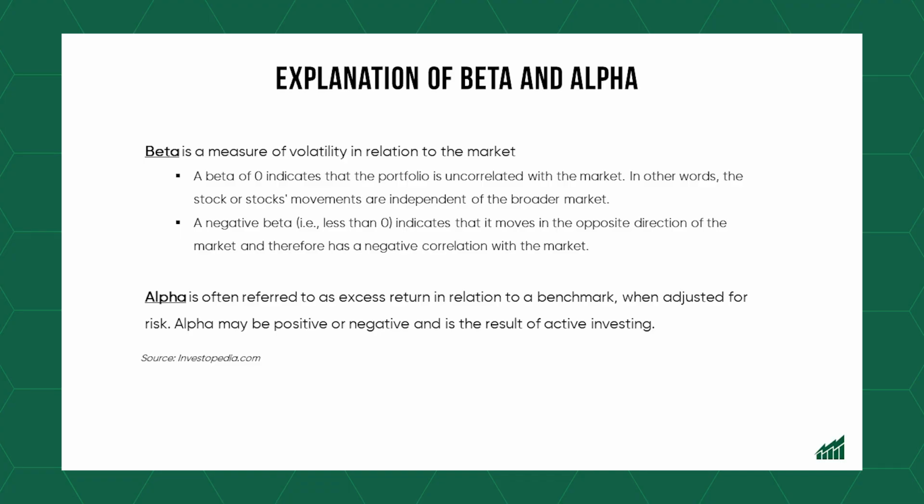One is beta, basically your correlation versus the market. Are you more risky, more volatility than the market, or less volatility than the market? The second thing is alpha. So based on your level of risk, are you getting a good return or not?